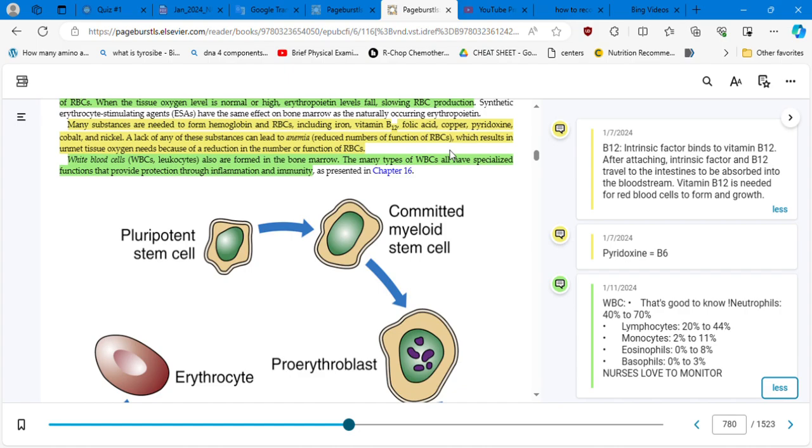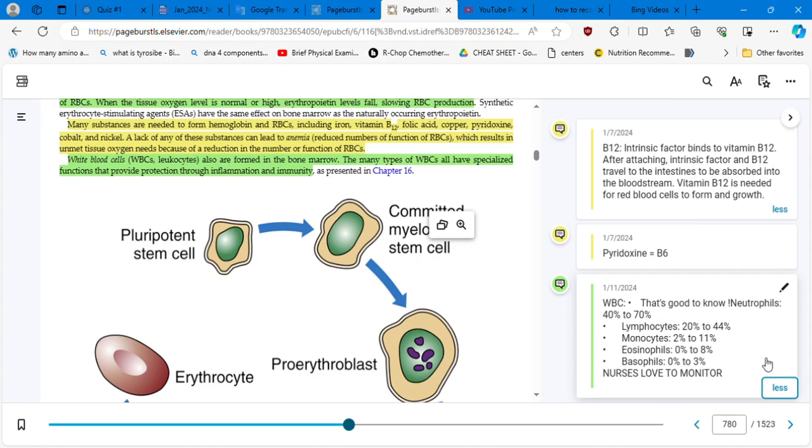White blood cells, and this is good to know, are also formed in the bone marrow. We know that. The many types of WBCs have specialized functions that provide protection through inflammation and immunity. Something that I want you to remember is that we have different types of white blood cells. We have neutrophils, lymphocytes, monocytes, eosinophils, and basophils, right? As we saw in the diagram.